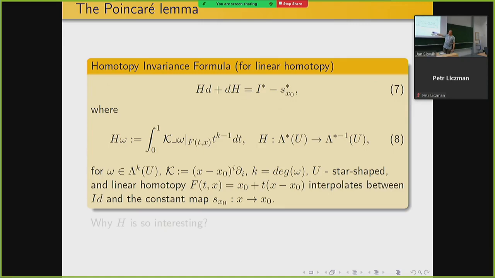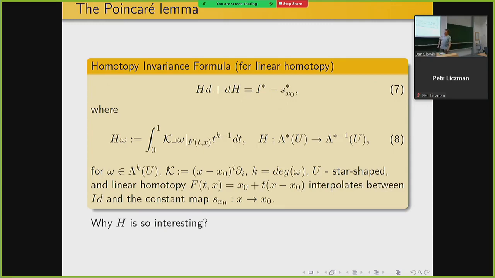So x0 is the center of this set, and S of x0 is the constant map. And you define this Euler vector field, and you plug this Euler vector field into omega. You evaluate the form on this homotopy, and you integrate along T. And that's the way you can invert the exterior derivative, or at least a bit invert, because d has a non-trivial kernel, so we have to deal with this also. And this part is pulled back along this constant map.